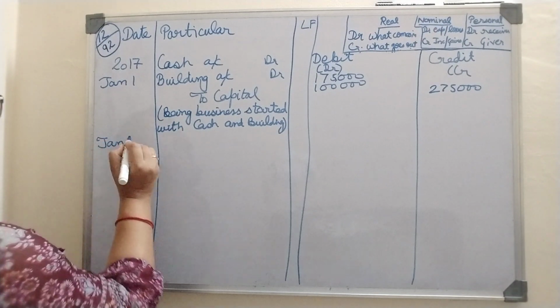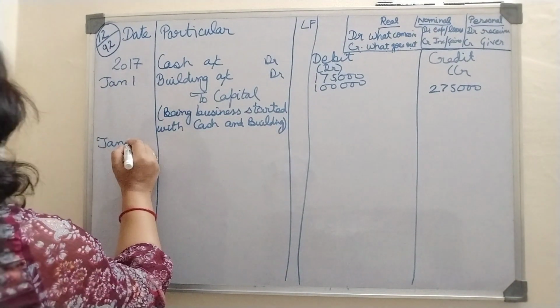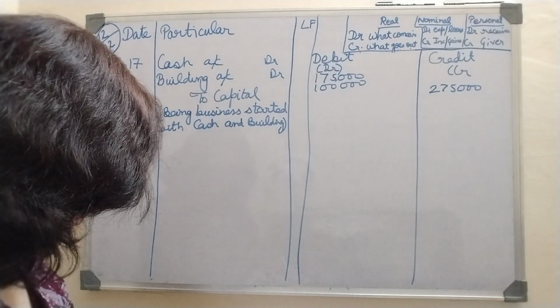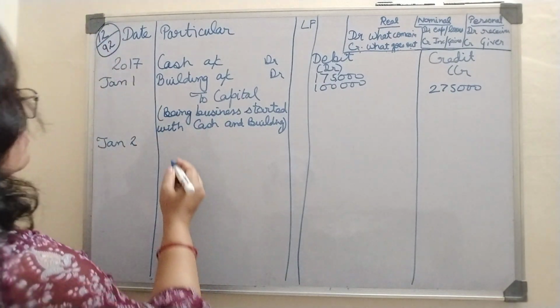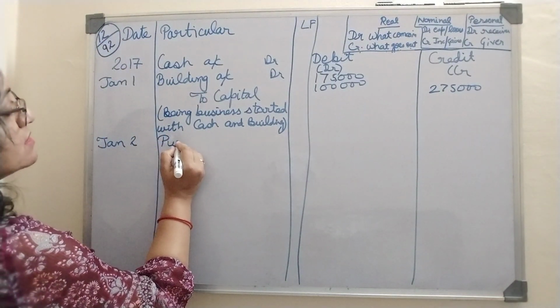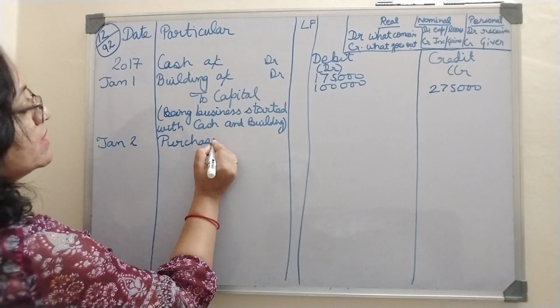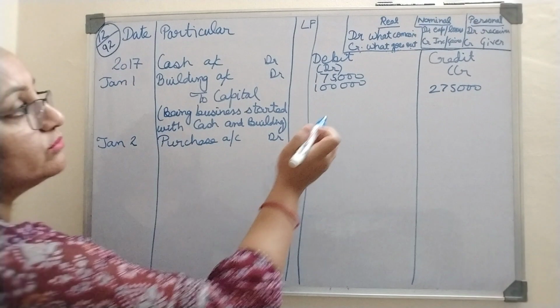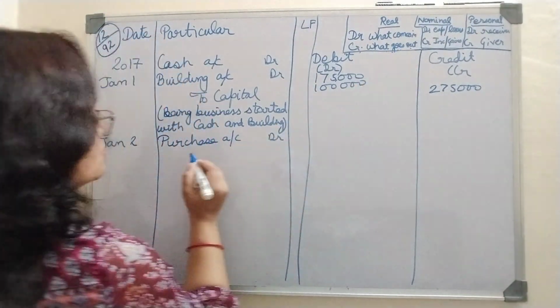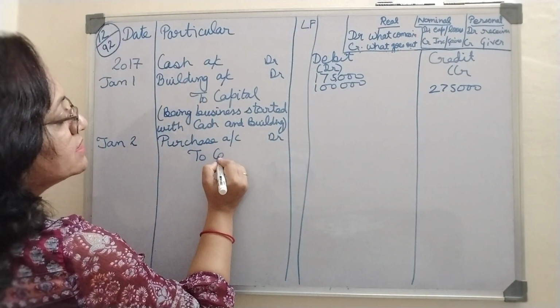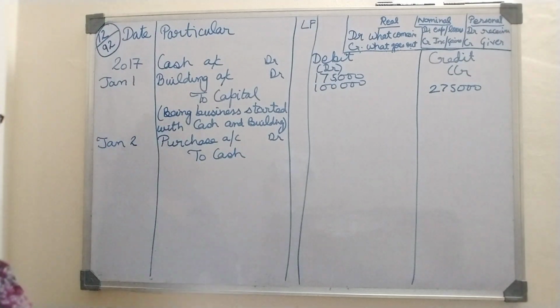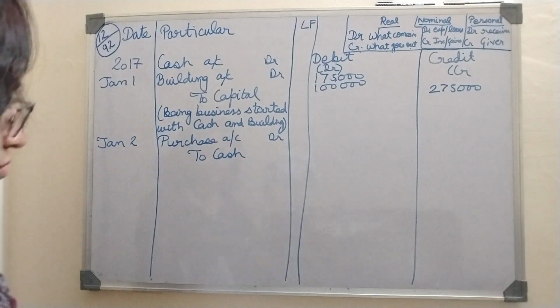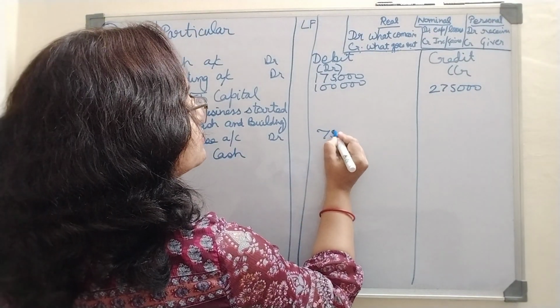Now the next date in your question is January 2. Goods purchased for cash. Whenever we are making a purchase, purchase is always debit. Purchase account debit. And what is going out? Credit what goes out. So what is going out whenever I am doing any purchase? Cash is going out, right? So purchase account debit to cash, 75,000.